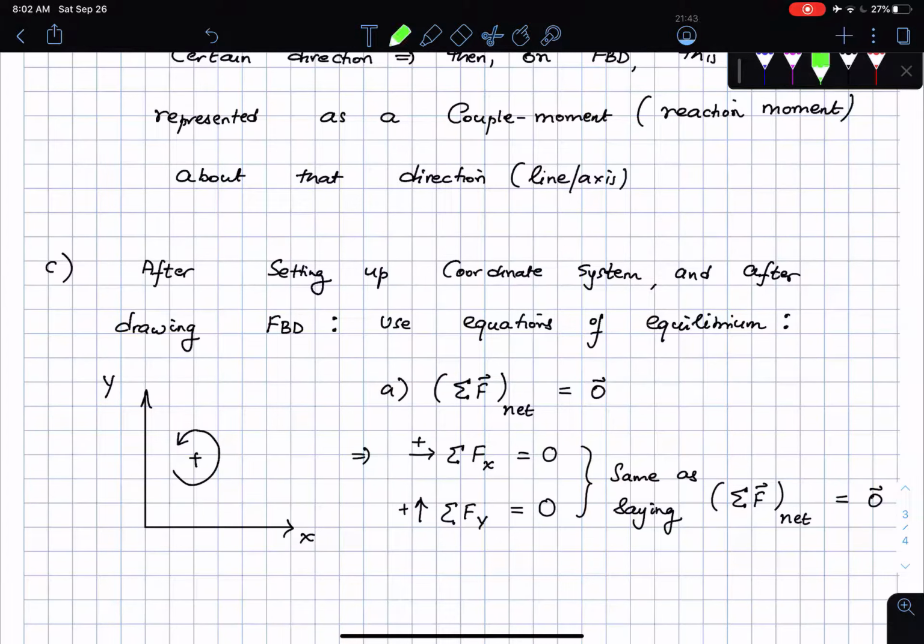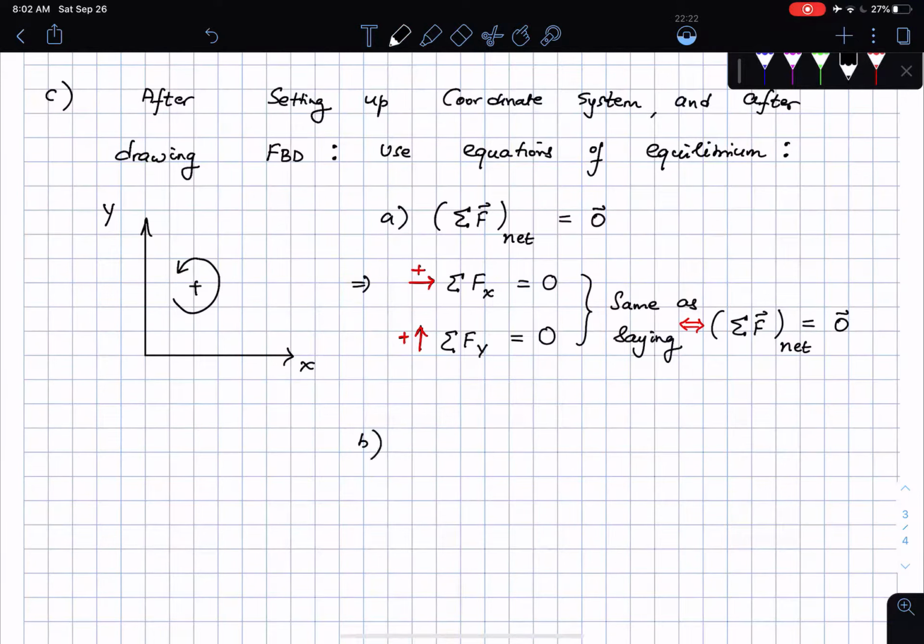That's something that we are going to be using. Instead of saying net force is equal to 0, I'm just going to say the sum of all the forces in the x direction is equal to 0, with all the forces pointing to the right taken as positive. Look at the plus sign here. Similarly, all the forces pointing upwards are positive, and if I sum up all of those forces, I should get the sum of all the forces in the y direction equal to 0. So this is the first equation of equilibrium.